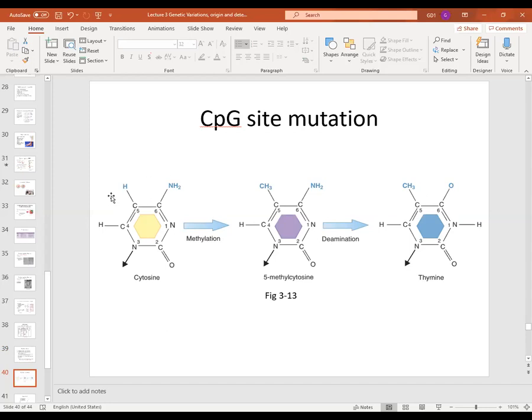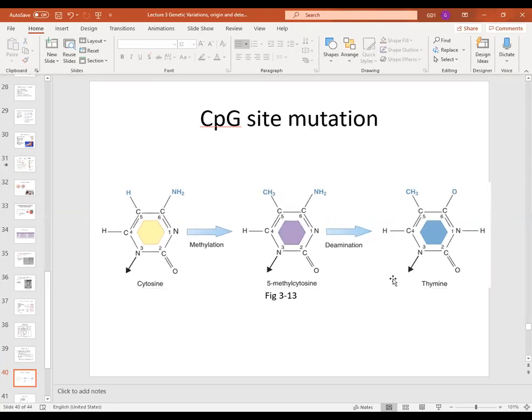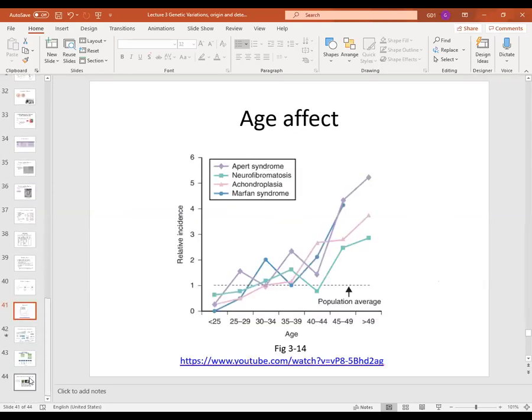That C should be next to the G, because that is a recognition site of a specific enzyme in the cells. The cell has an enzyme that very strictly adds the methyl group to the 5C, not randomly. Then this is not stable, and it quickly changes to thymine by losing the amine from the structure of the cytosine. So from C we have T, and a mutation happens, right? This is very common. Many sites in our genome have methylation sites in CpG, and this is the effect.